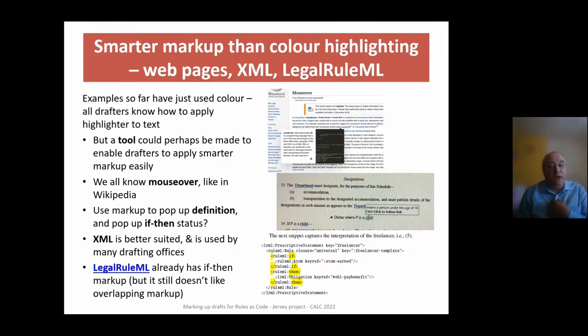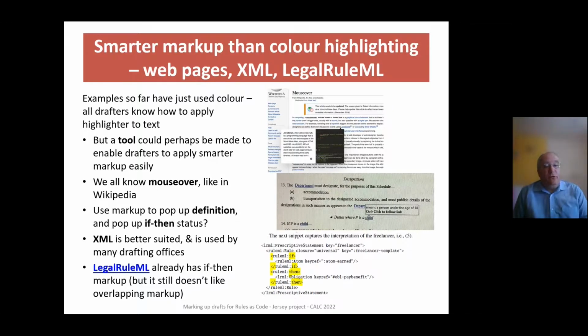And people have used that already for defined terms in legislation, so that you roll the mouse over the defined term and up pops the definition. So that's an obvious thing that could be done. It's an obvious illustration of what we mean by markup that flags some status of the logical status of that piece of text.